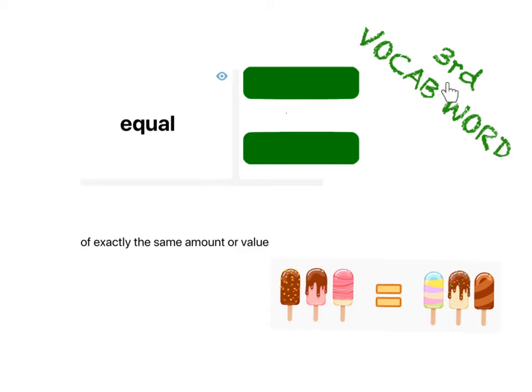For our third vocab word, we have equal, of exactly the same amount or value. And here is our equal sign. As you can see here, there is an example. We have 1, 2, 3 ice creams, and on the other side, we have 1, 2, 3 ice creams. So they are the same value. They are equal to each other.